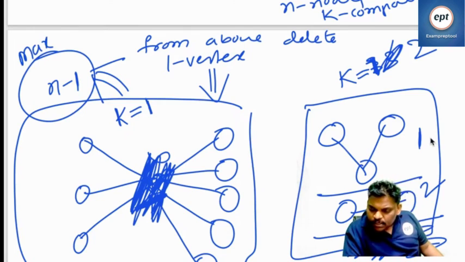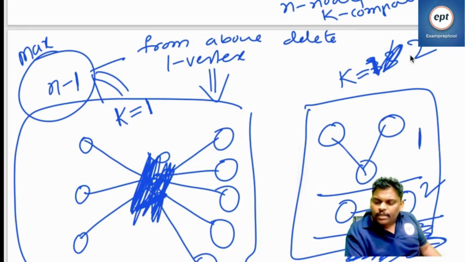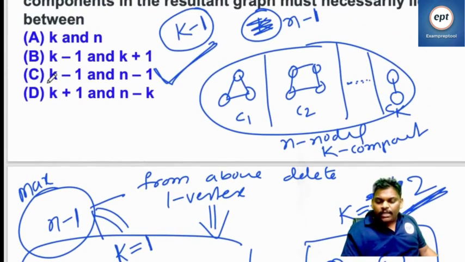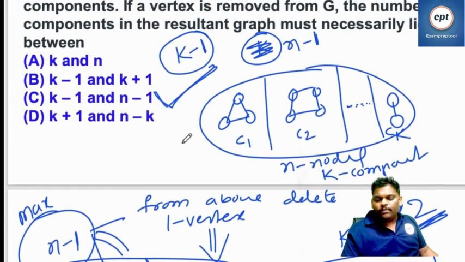Minimum how many is? Number of components previously 3. Now one person you deleted. It became 2. 1 decrease. Minimum 1 will decrease. Maximum n minus 1. In between anything can happen.